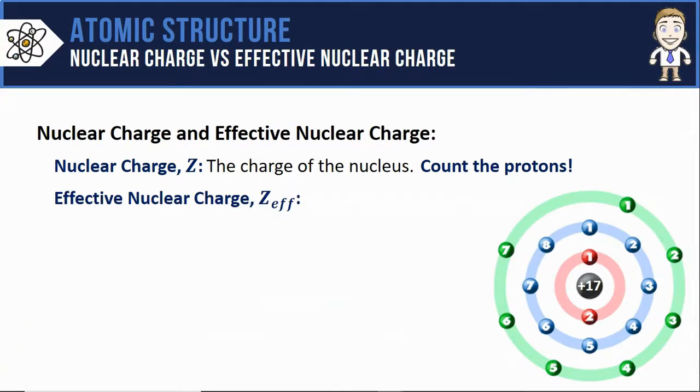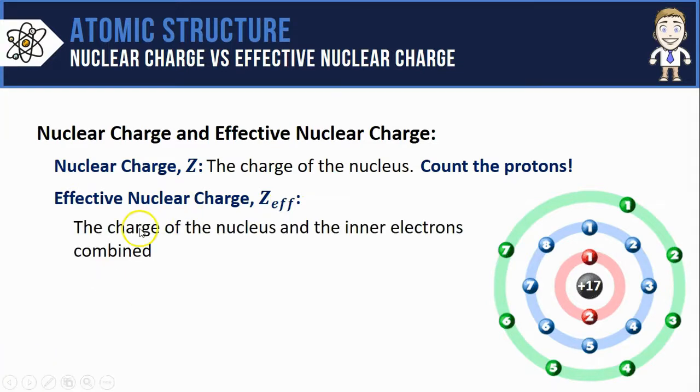The effective nuclear charge is a little more complicated. It still uses a symbol capital Z, but with a subscript EFF for effective. So a good way to think about effective nuclear charge is the charge of the nucleus, but combining that with the charges of the inner core electrons as well. Take this chlorine atom, for example.